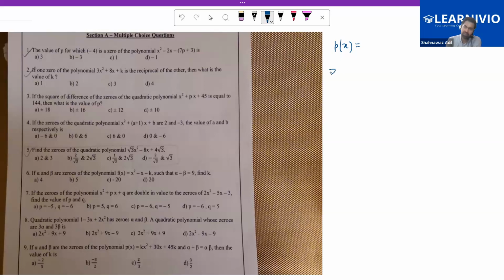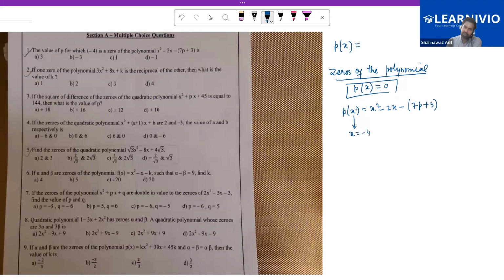What is the definition of zeros of the polynomial? For zeros of the polynomial, p(x) becomes 0. That is the definition, right? So p(x) is x squared minus 2x minus 7p plus 3. And if I put x equal to -4, then this p(x) would be how much? This would be 0. That is the definition of the zeros, right?